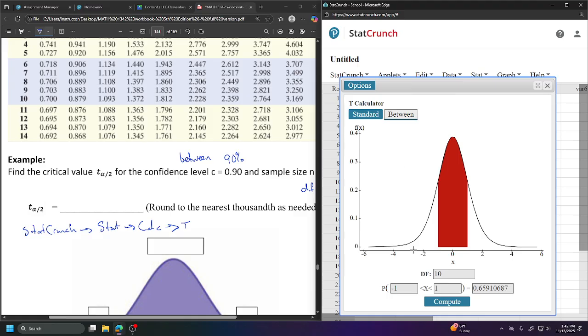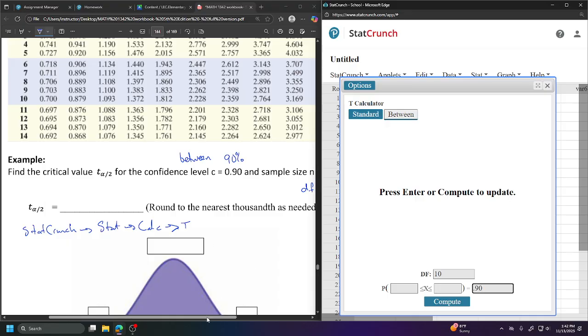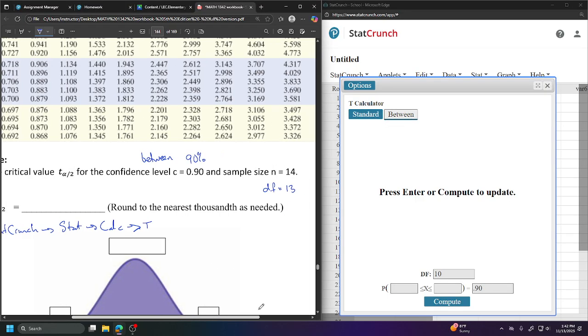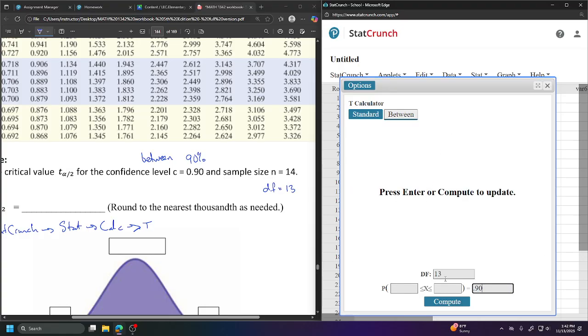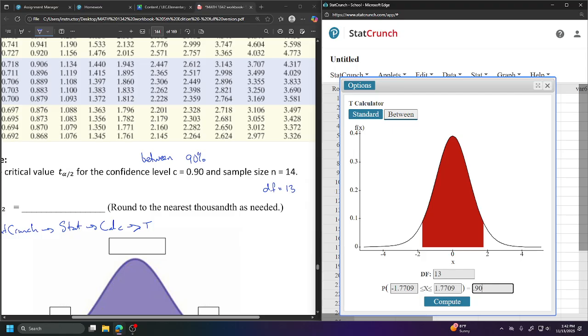So we're going to do between, and I'm going to put in right here 90, because it says 90 between. But what is my degrees of freedom? Say it says DF. What's my degrees of freedom? 13. And I'm going to make sure I got the 90 there. There, we're done. That's literally all we have to do for this problem. The other way is going to be a little longer. I think this is better.